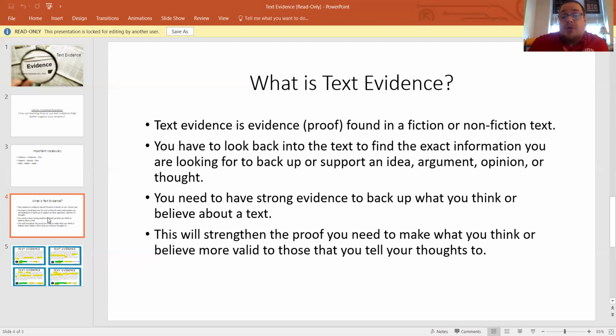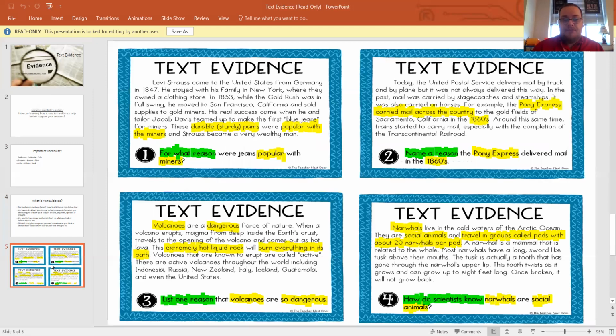Okay, so this will strengthen the proof you need to make what you think or believe more valid, our last word, or true, to those who you tell your thoughts to. So they're asking you a question and you're answering it as to what you think, then you can give your opinion and back it up with text evidence. Okay, so we're going to see how to pull text evidence out, how to look for our answers, okay?